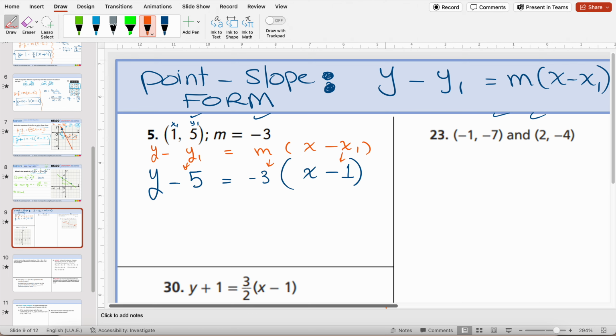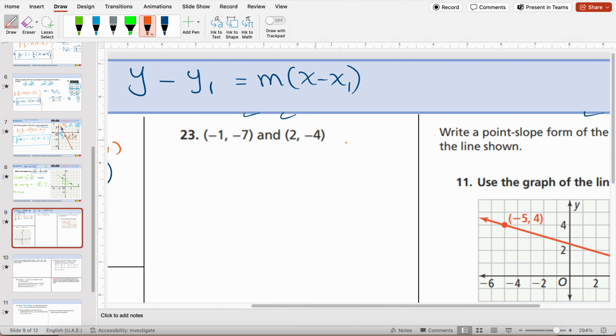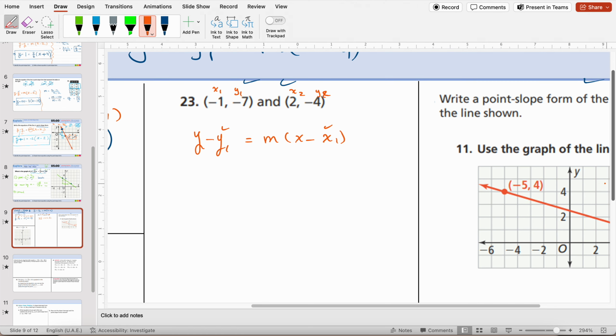Here, what if I have 2 points? Same thing. My equation is y minus y1 equals m x minus x1, but I have x1, y1, x2, y2, and I have these, but I don't have m. How can I find m? Again, m equals y2 minus y1 over x2 minus x1.